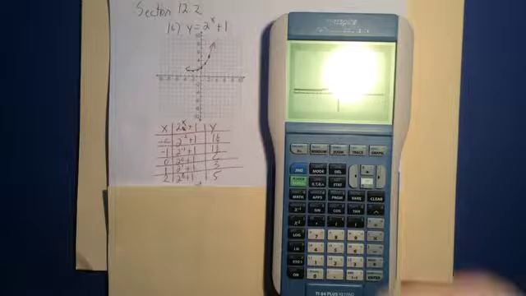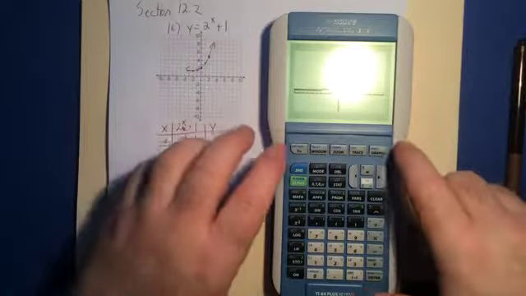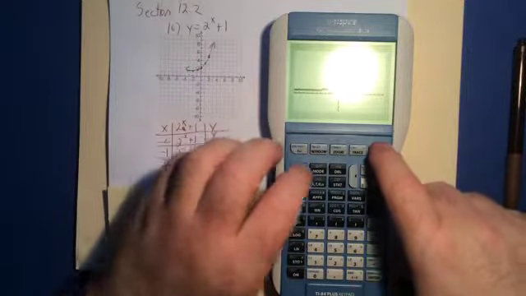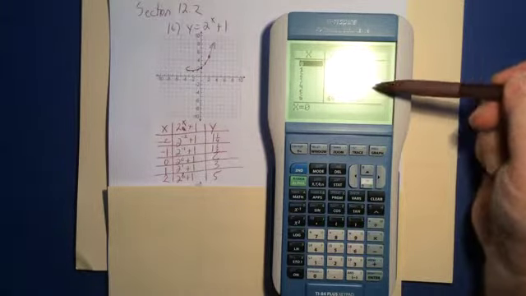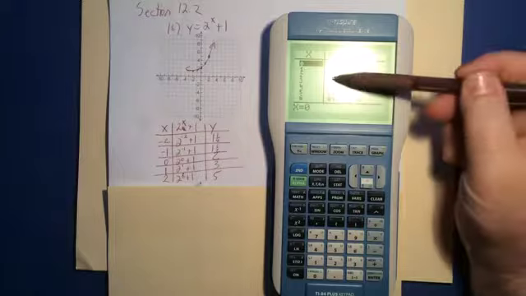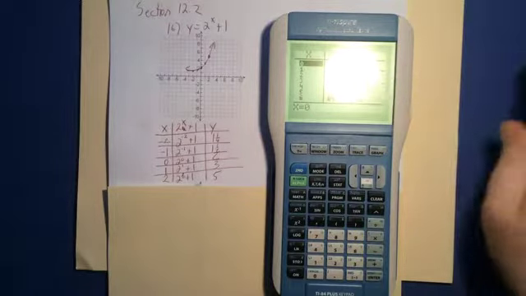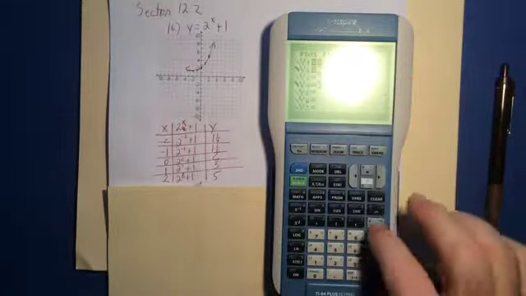So the graph looks the same. All that happens, if we look at the table, is that each of these values is 1 higher. When this is 2, this is 3. When this is 4, this is 5. When this is 8, this is 9. So let's go back to the table now.